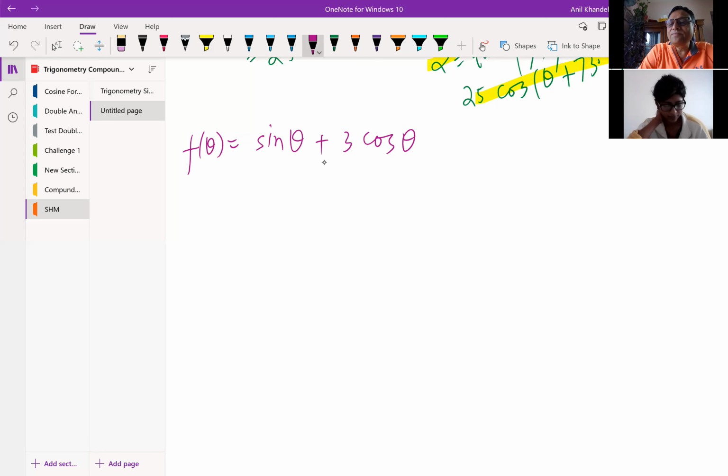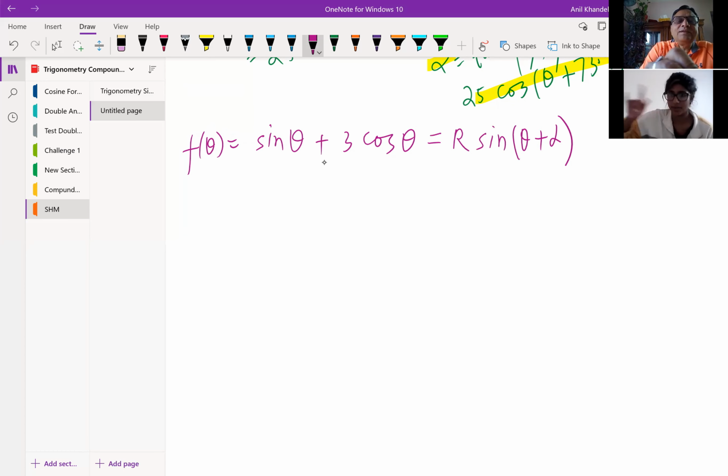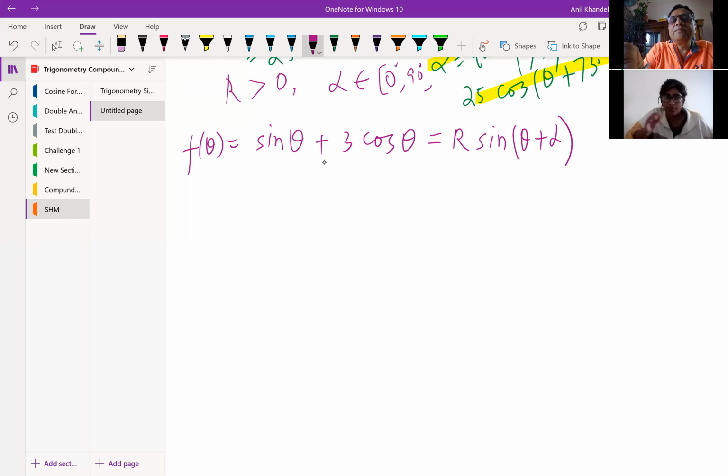So given that f of theta equals r sine of theta plus alpha, where again r is greater than 0 and alpha is between 0 and 90. So alpha belongs to that range. Okay, done. So let's just write out the equation one more time.